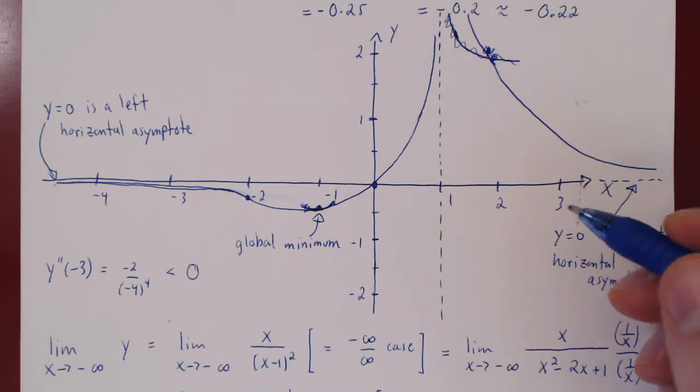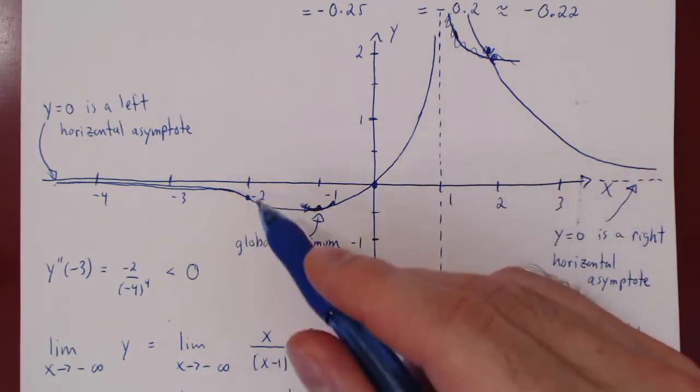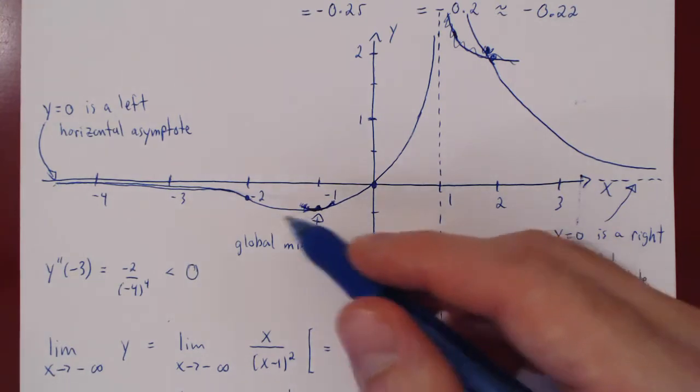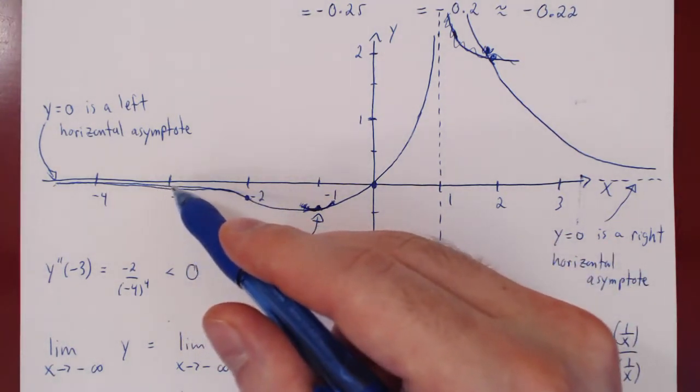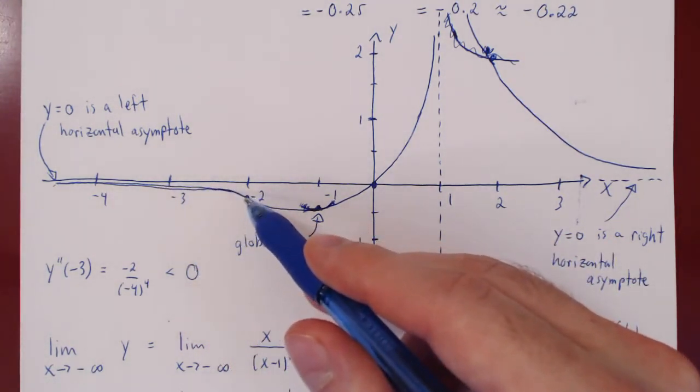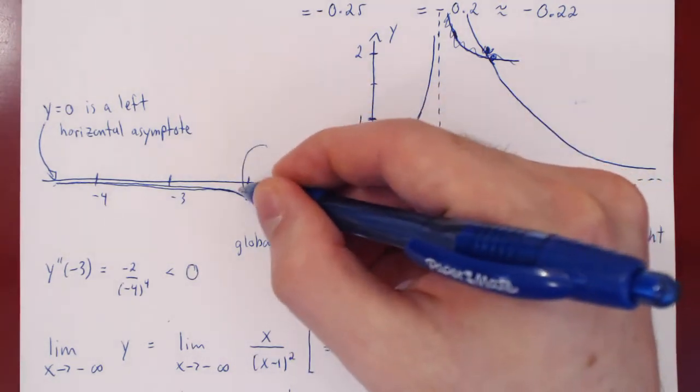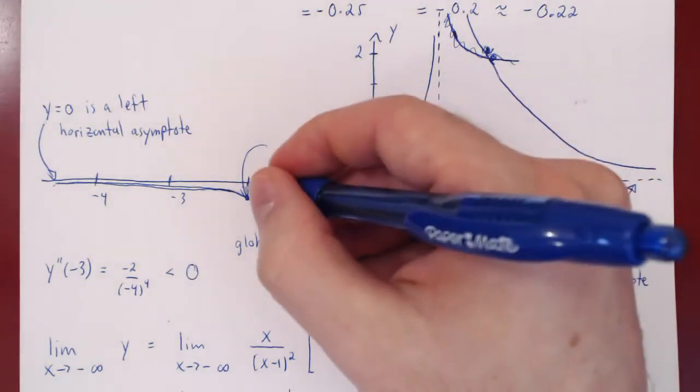And we had x equals -2 as a possible inflection point. And indeed it was, because to the left the curve is concave down, and then when we hit -2, the curve becomes concave up. So x equals -2 is an inflection point.